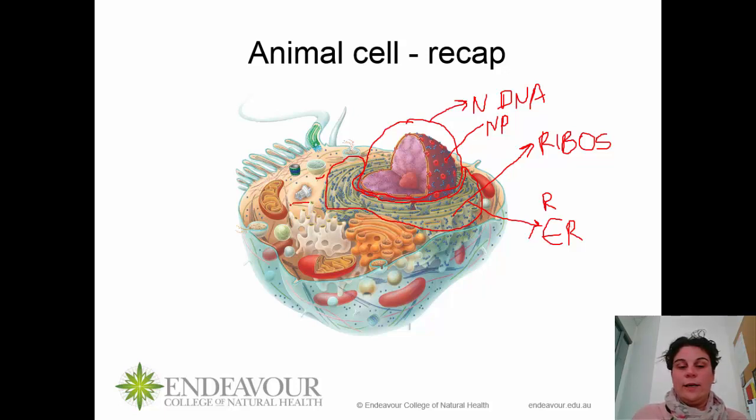What about this guy here? What is that? Does anyone have any idea of what this is? If you said smooth ER, you would be absolutely correct. Smooth ER is the ER that doesn't contain any ribosomes, and it's a point of lipid synthesis.